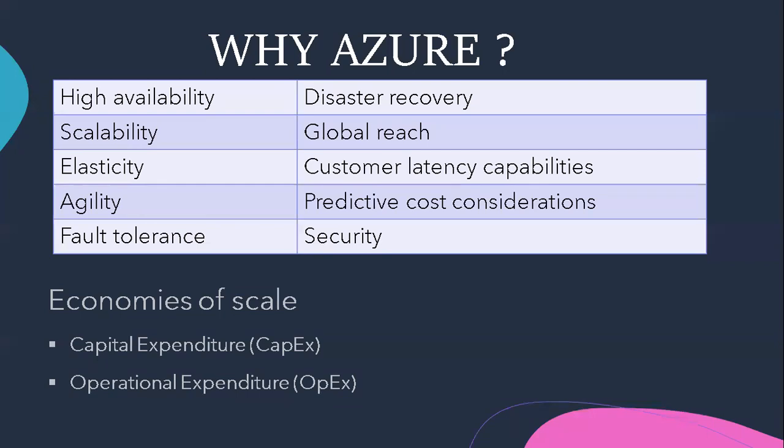Agility. Agility is how quickly we can perform things, how quickly we can respond. So Azure is highly agile in nature. If you want to provision something, within a couple of clicks, within a minute or two, you would be able to provision something. If you want to deprovision something, within a couple of clicks, within a minute or two, you would be able to deprovision things. So it is highly agile in nature.